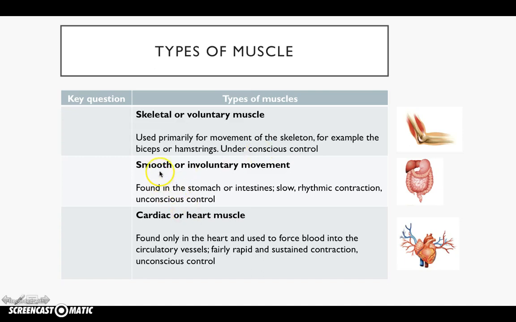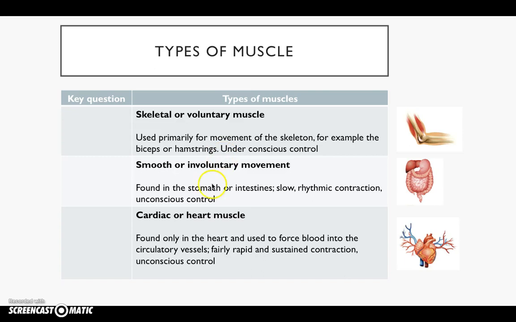Look here, so used primarily for movement of the skeleton. For example, the biceps or hamstrings are an example of skeletal muscle. You've got the latissimus dorsi, triceps, hamstrings, quadriceps. They're all examples of skeletal or voluntary muscle. Remember, voluntary because we decide to do it. When I move around in the classroom, I'm deciding to do that. I'm volunteering to do that.